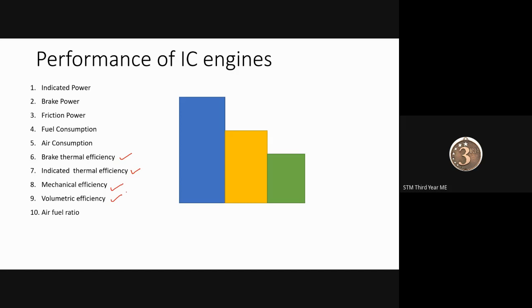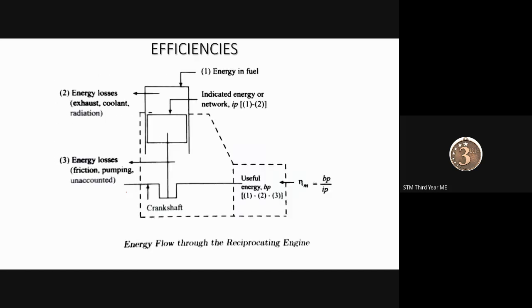Before starting our lecture, you have to recap what is meant by indicated power, what is meant by brake power, and what is meant by mechanical efficiency. The third one was the friction power, right? So you have to recap those three powers. Okay, so we are going to start our section.